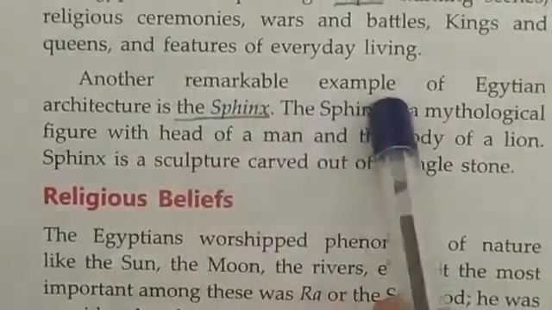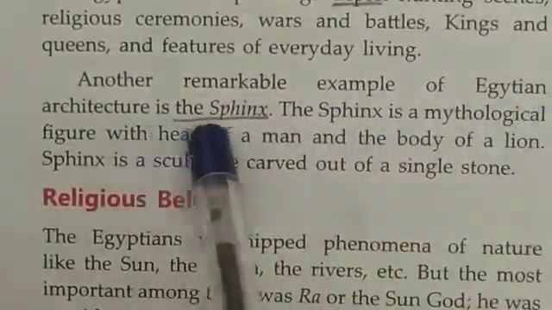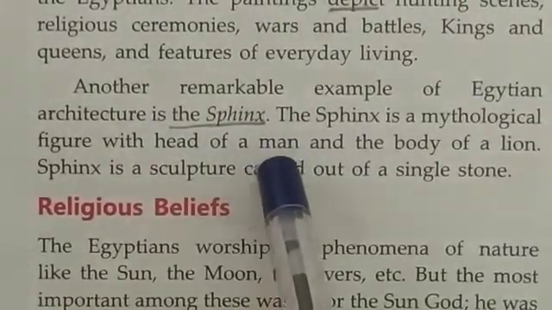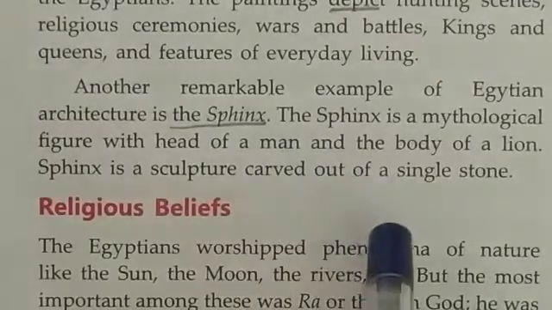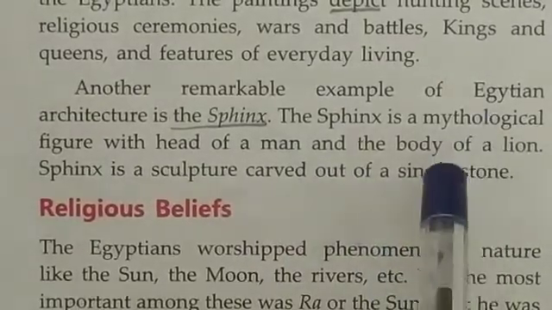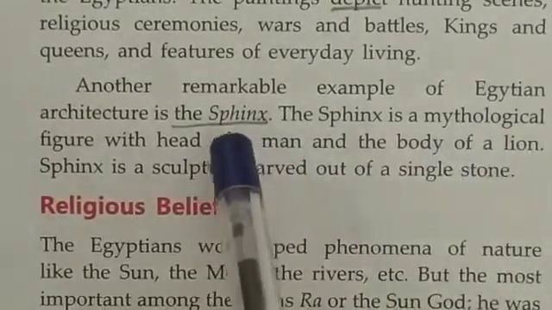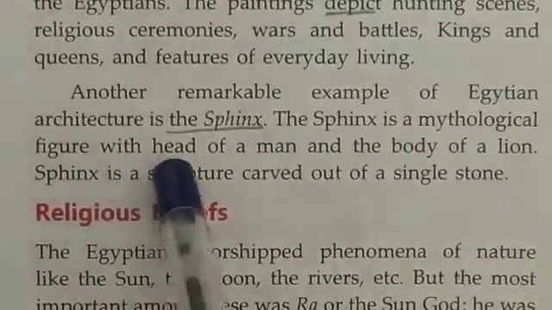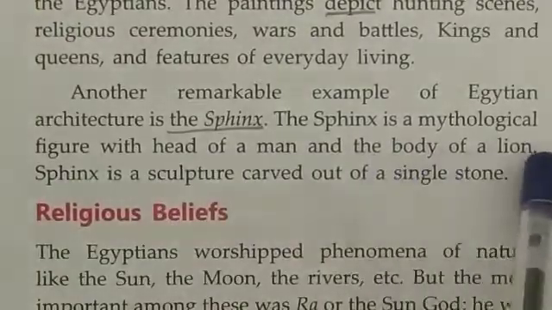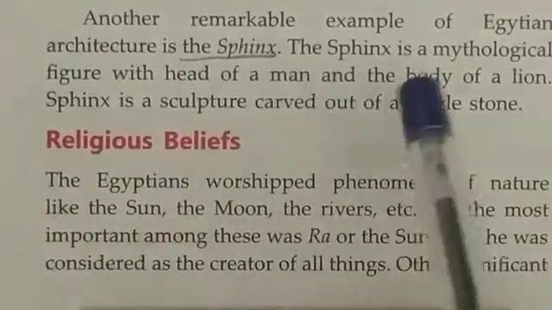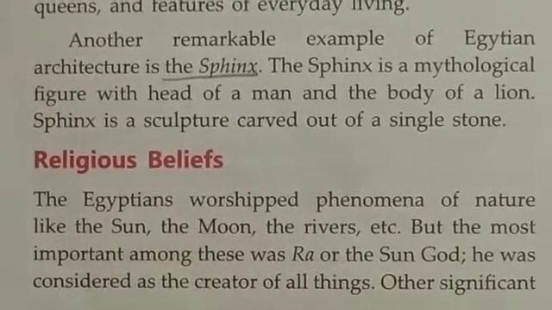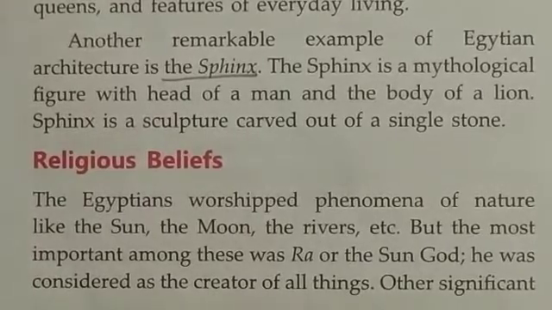Another remarkable example of Egyptian architecture is the Sphinx. Apart from temples and pyramids, the other important example of Egyptian architecture is the Sphinx. The Sphinx is a mythological figure with the head of a man and the body of a lion. Mythological figure means anything related to myth, that is, traditional stories or tales.